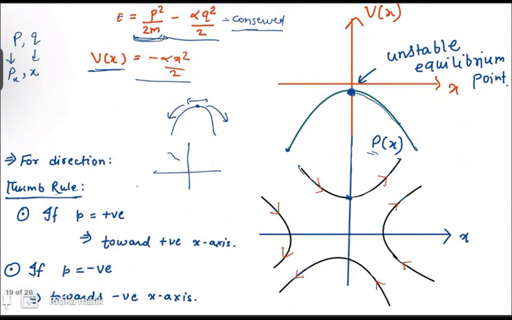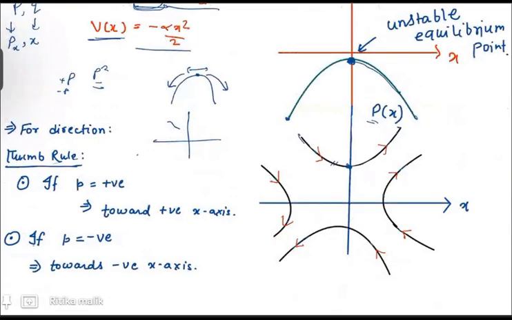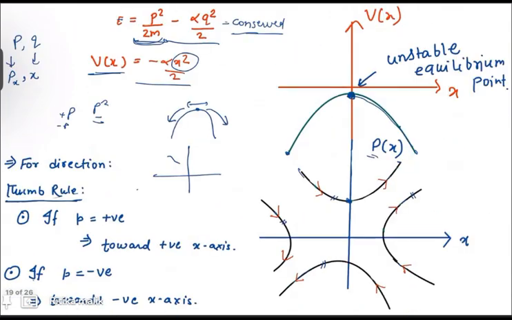Since this is true for the positive value of P as well as the negative value of P, since the energy contains a P squared term, we have the phase space trajectory in both positive P and negative P. It is also true for positive X and negative X, since our potential energy will contain an X squared term, so it will be the same for positive X as well as negative X. But the main part is the direction.